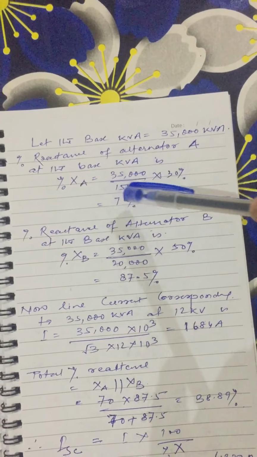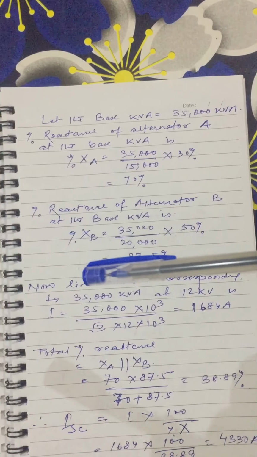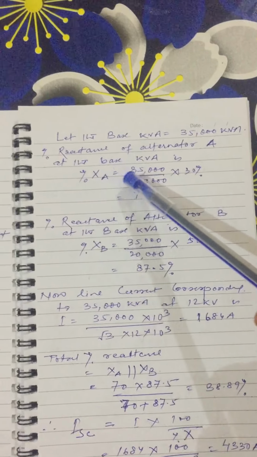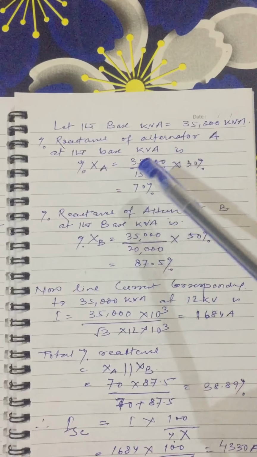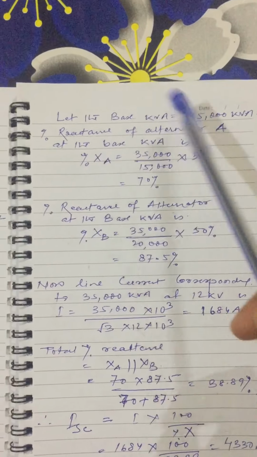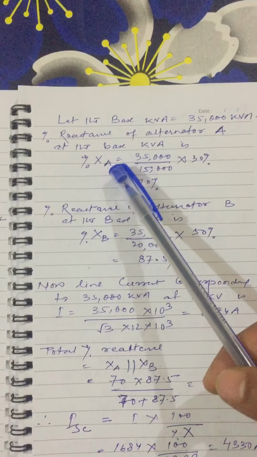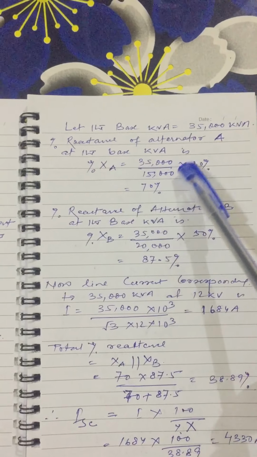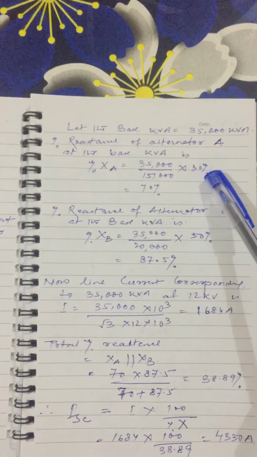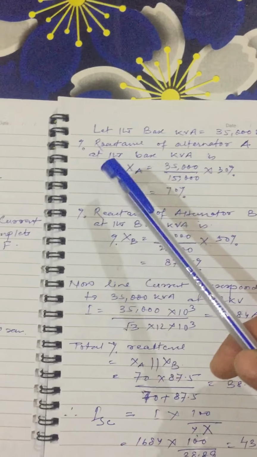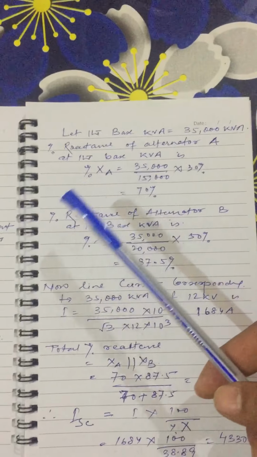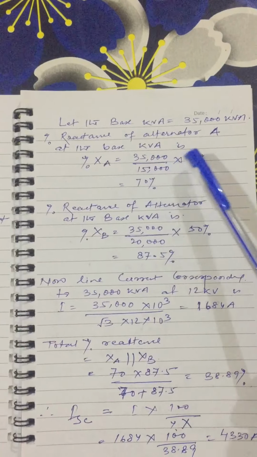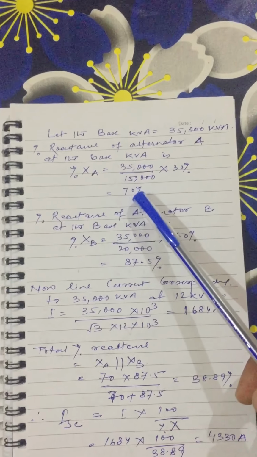Now how can we calculate the percentage reactance? We already have the percentage reactance of alternator A, but it was on 15,000 kVA. Now we have to find the percentage reactance of alternator A on the base kVA. On the base kVA, the percentage reactance of alternator A will be the base kVA, 35,000, divided by rated kVA, into the rated percentage reactance. So friend, it will come as 70%.